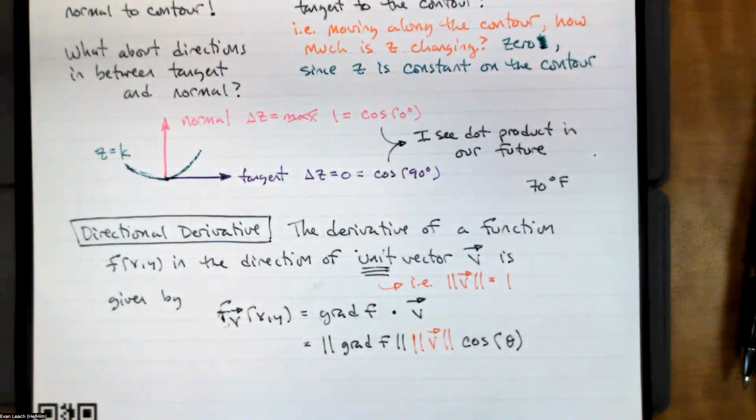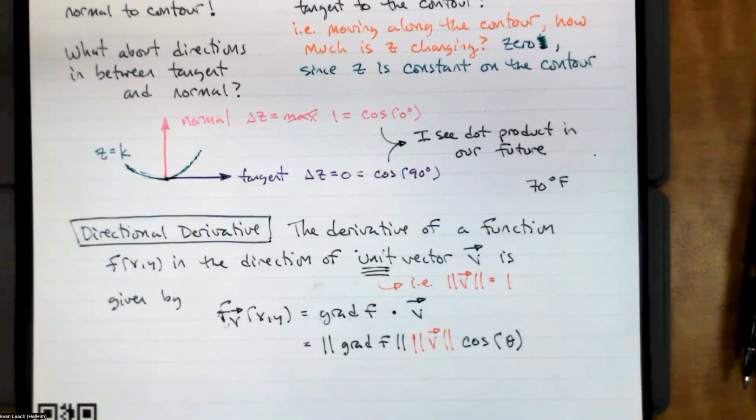So if that unit vector is in the same direction as the gradient, then cosine of 0 is equal to 1, and we get our maximum change. Our gradient will tell us how much the function will change normal to the contour. If our unit vector is tangent to the contour, then theta is going to be 90 and cosine of 90 is 0. So our change in function will be 0, just like we were thinking about it before.